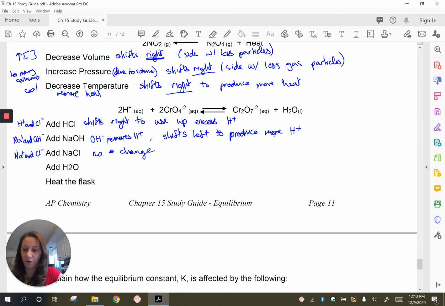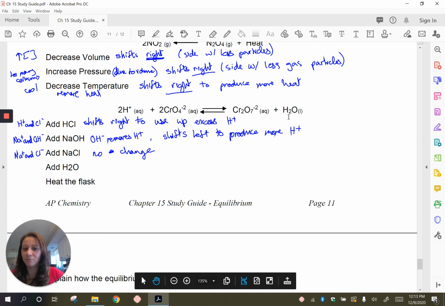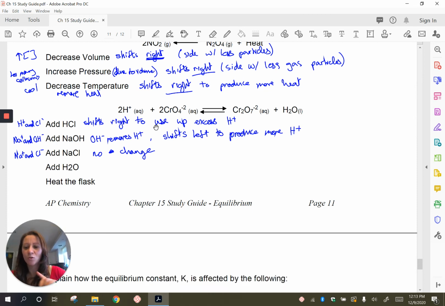Okay, how about adding water? Well, some of you might say, oh, I see water right here. It's a product. So if I'm adding more water, it's going to shift to the left. Well, it does shift to the left, but that's not the reason. Remember, solids and liquids do not affect equilibrium. If I add more of my liquid or more of my solid, no change, right? And so it's not because I'm adding a product that it affects it.